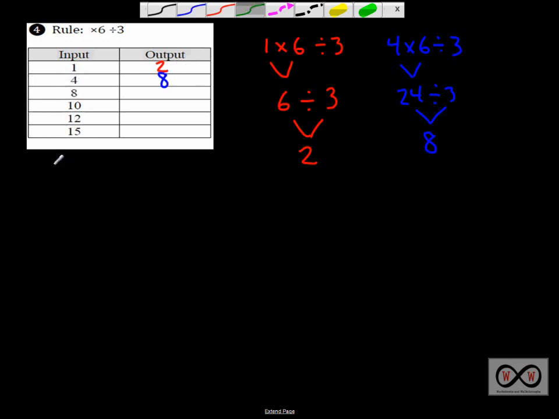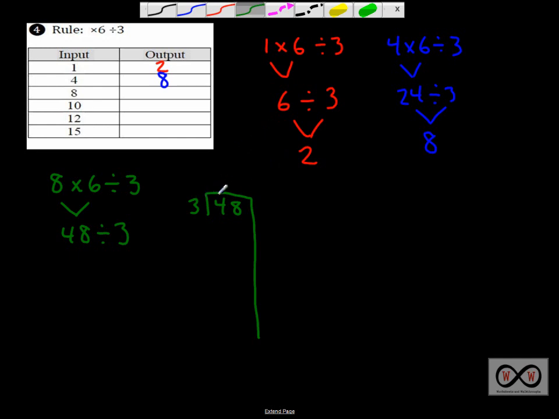Let's look at this 8. We'll input 8 into our function machine with a rule of multiply by 6, divide by 3. 8 times 6 is 48. Divide by 3. Not sure what that is? Well, that's okay. You can just use division. We've got 48. Long division. Why don't we try a partial quotient this time? If you're not sure how to do partial quotient, we have videos at worksheetsandwalkthroughs.com. They're there for you. Check them out if you need to.